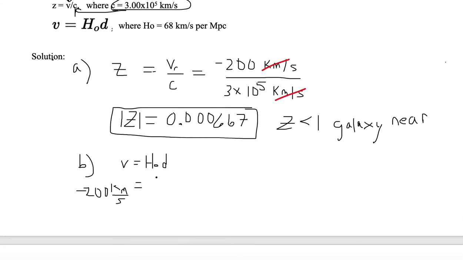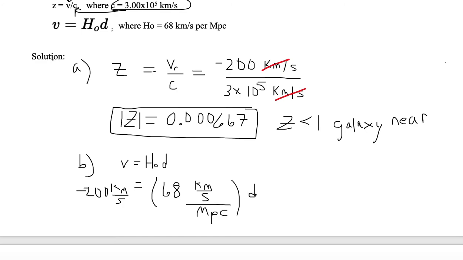So H naught, we're given a value of 68 kilometers per second, and I'm just going to make a small kilometers per second on the top because I want to put them both in the numerator. And then I'm going to put a big division sign, and we want to put per megaparsec, which that per is that big division sign, and we want to put megaparsec in the denominator. And then we want to multiply this by d, distance.